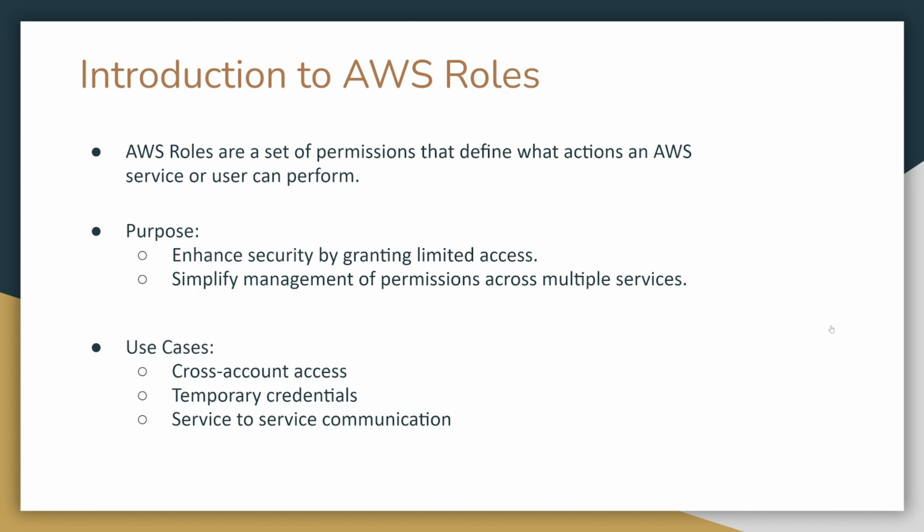Finally, you have service-to-service communication. Let's say your Lambda service needs to access an S3 bucket, but unlike users, you can't really assign permission policies to a service. You need to create a role and then assign permissions to that role, and then you assign this role to the Lambda, and Lambda can access S3.